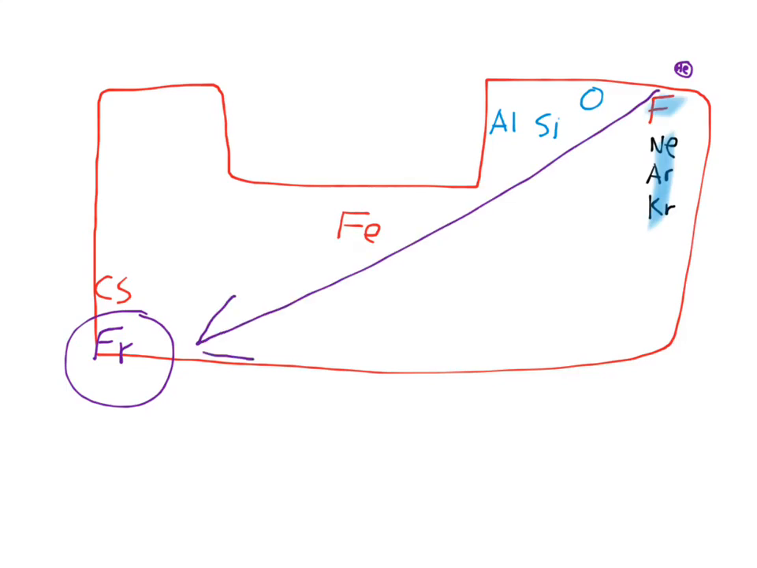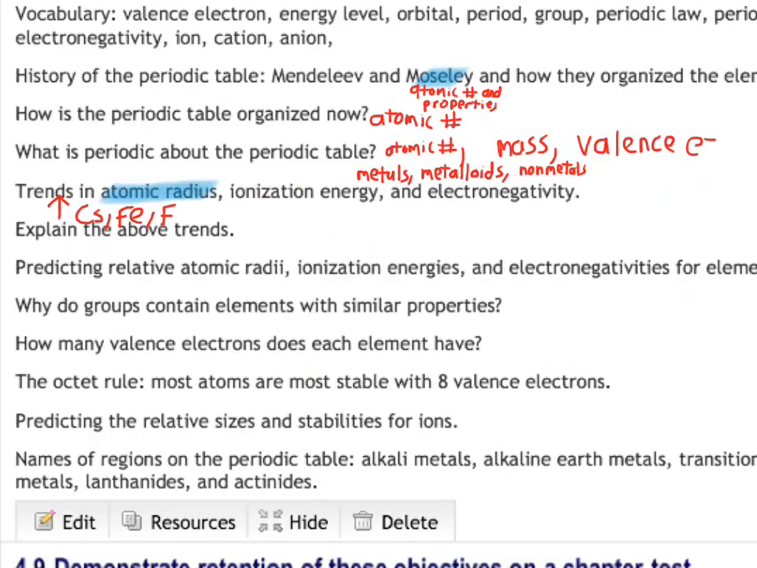So the size trend goes from helium down to fluorine, like this. So cesium, iron, and fluorine. Fluorine is the smallest, iron is in between, and cesium is the biggest.